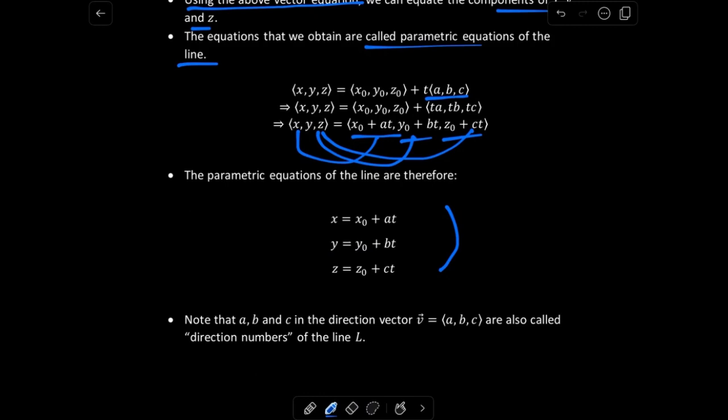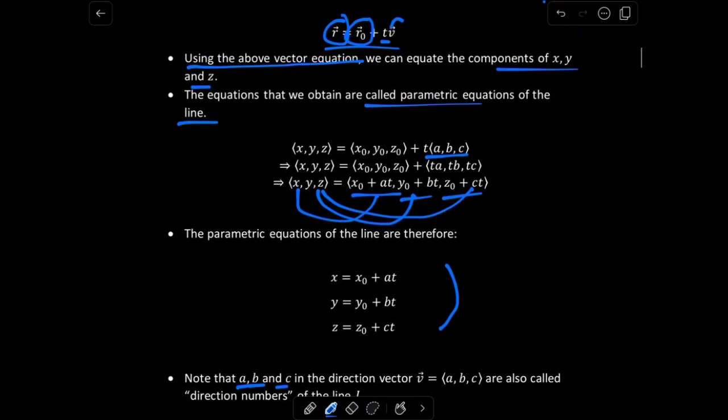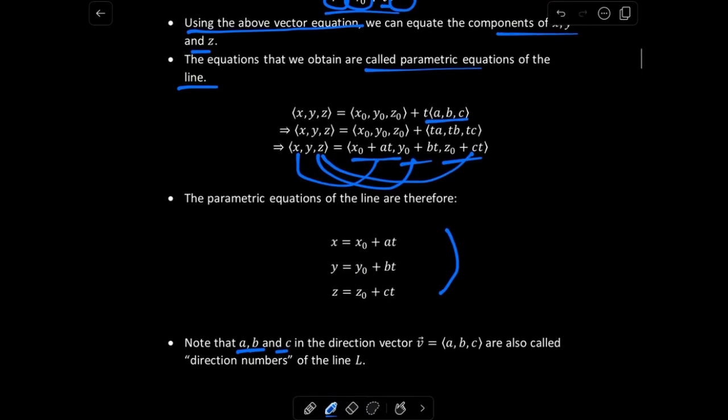Also, another thing to note, the a, b, and c, because they are in the direction vector, that vector v, there we go, they are called the direction numbers of the line L. So the a, b, and c, those are the components of the direction vector. They are given a special name. They are called direction numbers for that line L that we were considering.